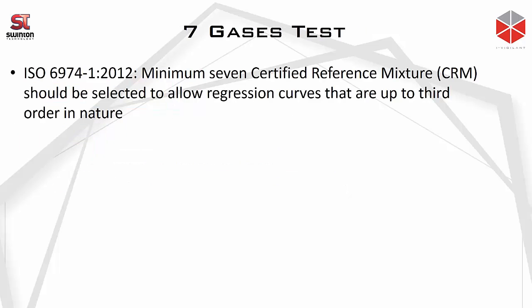In ISO 10723, we perform the test with seven test gases. ISO 6974 Part 1 2012 specifies that a minimum of 7 certified reference mixtures should be selected to allow regression curves that are up to third order in nature. The goal here is to create a regression curve that can go all the way to the third order. The reason is that the third order will be more accurate than the second order, and it will be more accurate than the linear one. That's why we need the 7 certified reference mixtures.